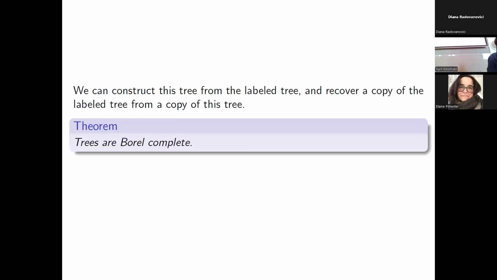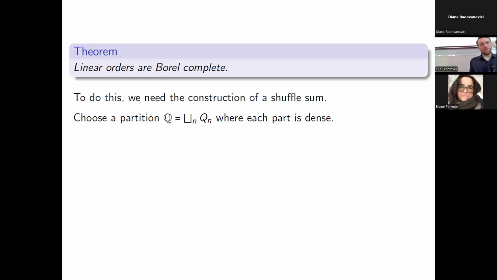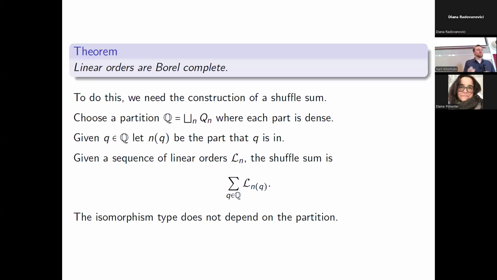So again, essentially you can recover the tree and the labels from each other. And so this shows that trees are Borel complete. So we reduce structures to labeled trees, but then we reduce labeled trees to trees. And that shows that trees are Borel complete. For linear orders, essentially, you're going to take this tree and encode it into a linear order. So this one's a little more complicated. And maybe this one, for the sake of time, I'm just going to give the general idea.